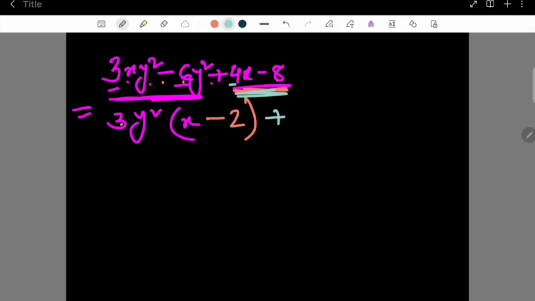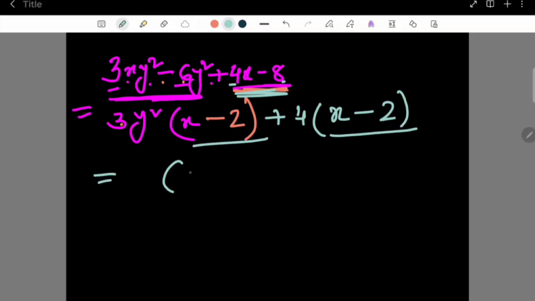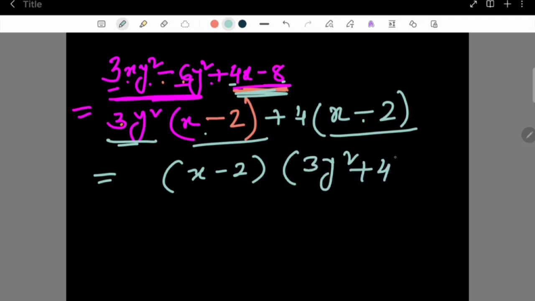We can take 4, and 8 is there, so 4 is common, so it is x minus 4 2s are 8. Check, this bracket and this bracket are the same, so x minus 2 is common. So what is left over here? Check: 3y square plus 4.